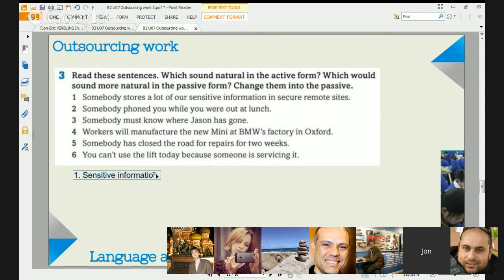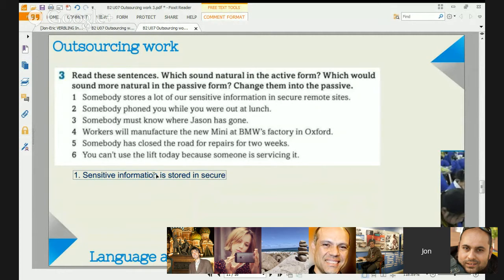Keep going. Have been stored or has been stored. Has been, or is still stored? Is it stored now? Yes. It's been stored. Well, no, sorry, not "is being" stored. Is stored. You don't even have to say "is being." It's not necessary. We don't need to stress that it happens now. Just in general: is stored in secure remote sites.